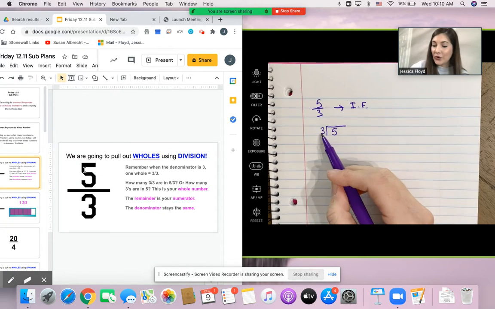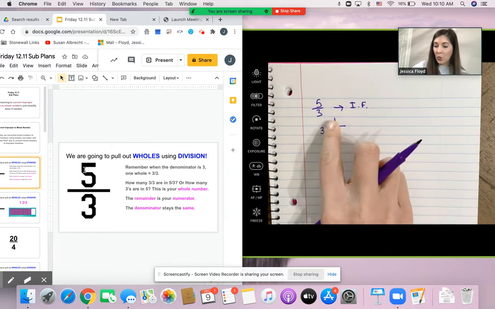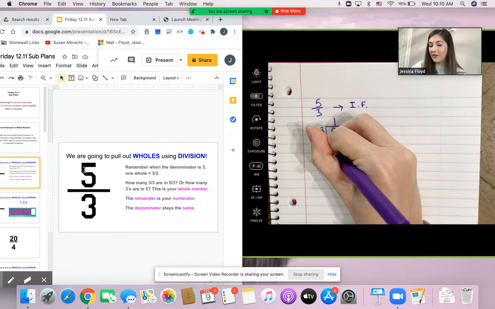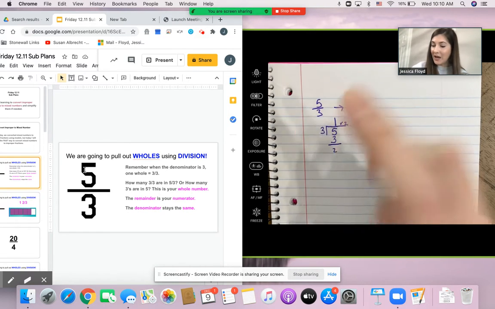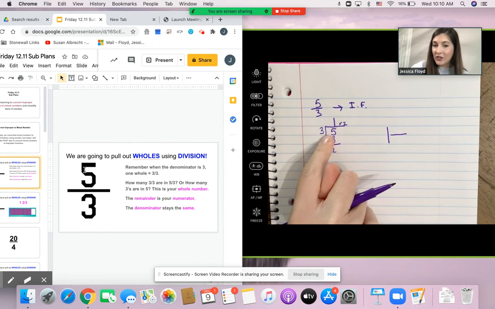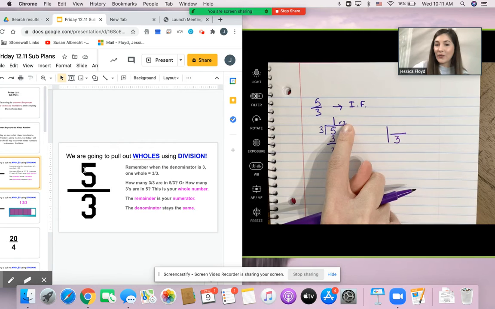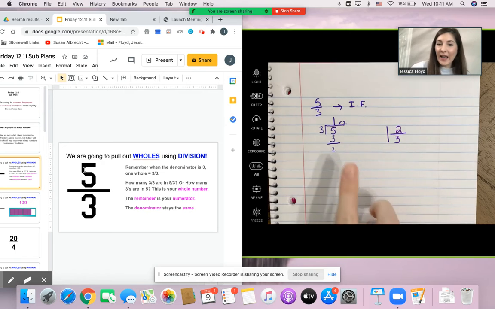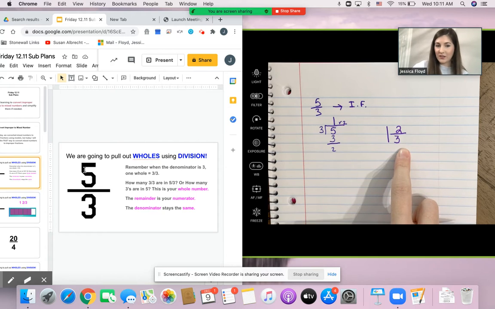Okay. So 3 can go into 5. I know it can go in there one time. 1 times 3 is 3. And I have a remainder of 2. So 1 is my whole. The denominator stays the same. And my remainder is my numerator. So I have just changed 5/3 into 1 2/3.